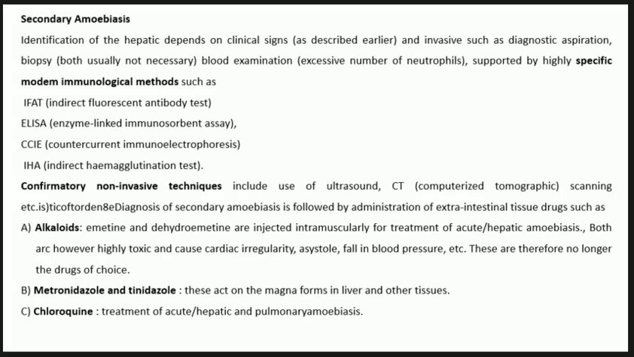So this is diagnosis followed by drug administration. So drugs will be given. What kind of drugs? Some alkaloids are there, as shown. Treatment for acute hepatic amoebiasis: you have metronidazole, which acts as a amoebicide in the liver and other tissue, and you have chloroquine. So these are some of the drugs that are used here.